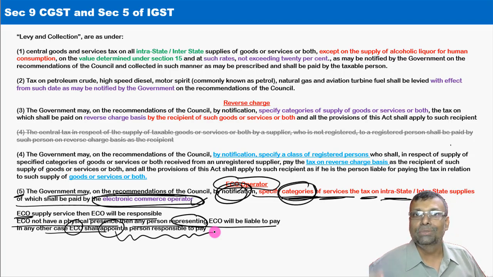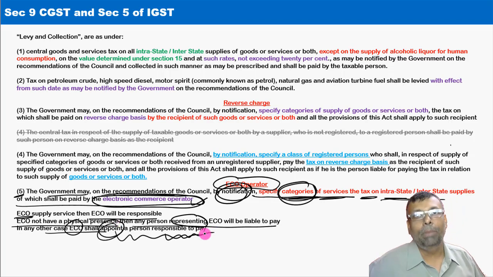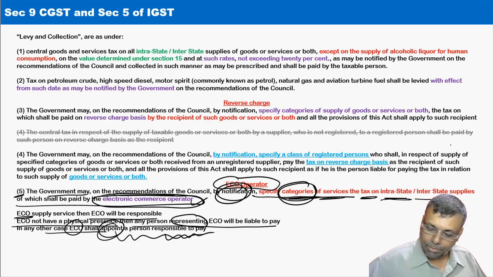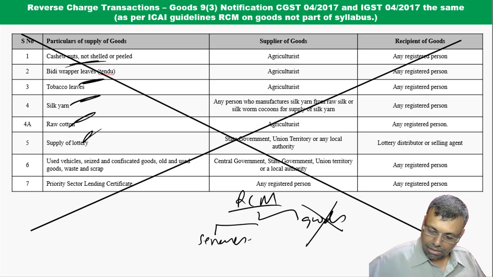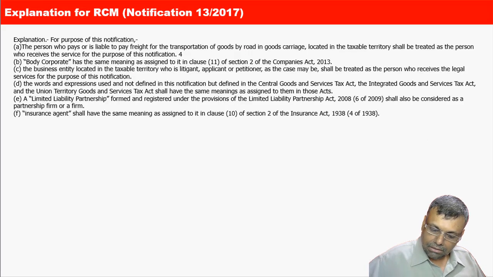Or somebody who is responsible for him, that means the eco operator. So the eco operator will have to appoint a person who will be liable to pay the GST to the government. So that is the situation with respect to the eco operator. Now there are a few types of eco operator. I repeat, a few types of eco operator which are specified by the government in this particular regard.